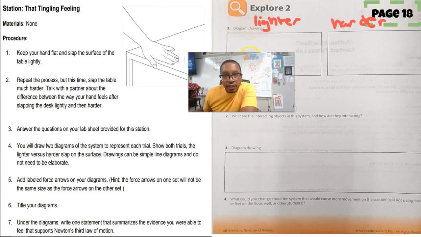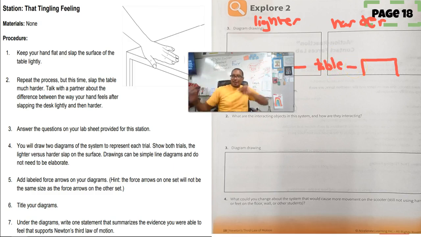Then I'm going to go ahead and draw the table. And because Mr. Farr doesn't want to do a whole bunch of extra work, I'm going to draw the table twice. I'm going to go like this, and I'm going to label it table. Boom, for both of them. Hey, check your boy out.